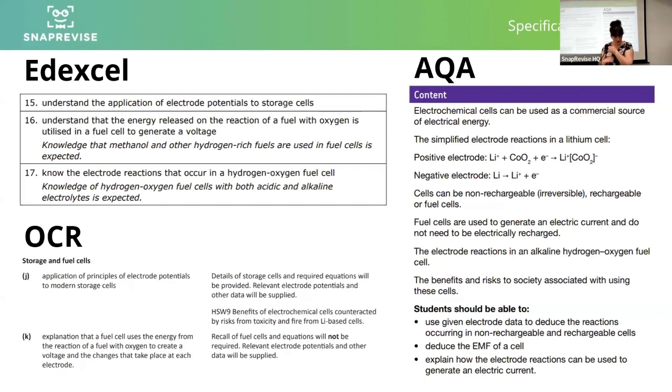you need to do alkaline hydrogen oxygen fuel cells, but they haven't mentioned anything about acidic. So the assumption therefore is you don't need to be able to do acidic. Okay, so it's very different across the exam boards. So we're going to do a nice summary of what is most of the content that you share, but do bear in mind that there are discrepancies.